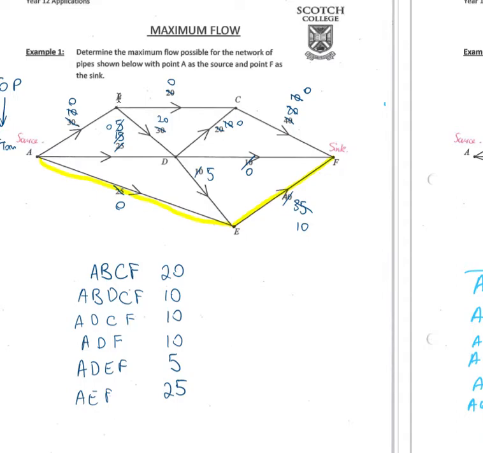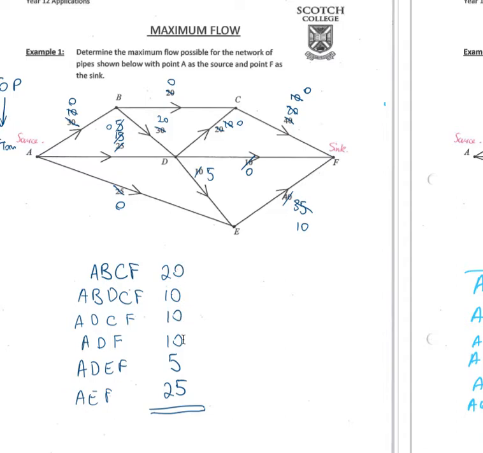Well, A to B is busted, A to D is busted, and A to E is also busted. So there's no way of getting more liquid, water, whatever the flow is, from the source to the sink. Therefore, we've accounted for all the flow that we can. Our next step is to work out this maximum flow by adding up all of these digits.